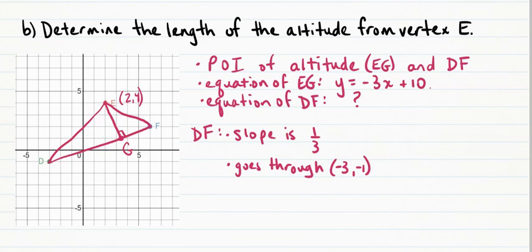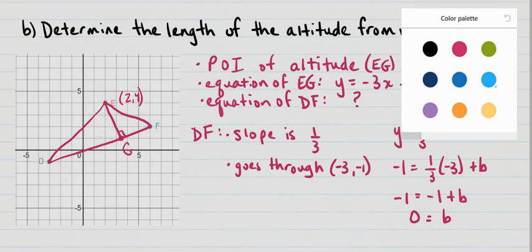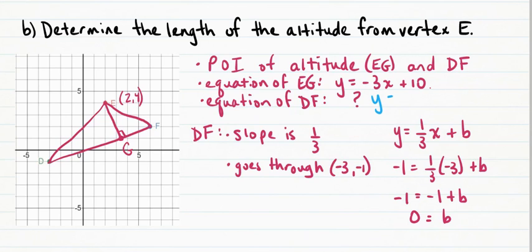Okay, so we can determine this equation. The equation is in the form y = 1/3 x + b. We can substitute this point (-3, -1) for x and y. So -1 = 1/3 × (-3) + b, so -1 = -1 + b, and so b is equal to 0. So we now know the equation of DF is y = 1/3 x.